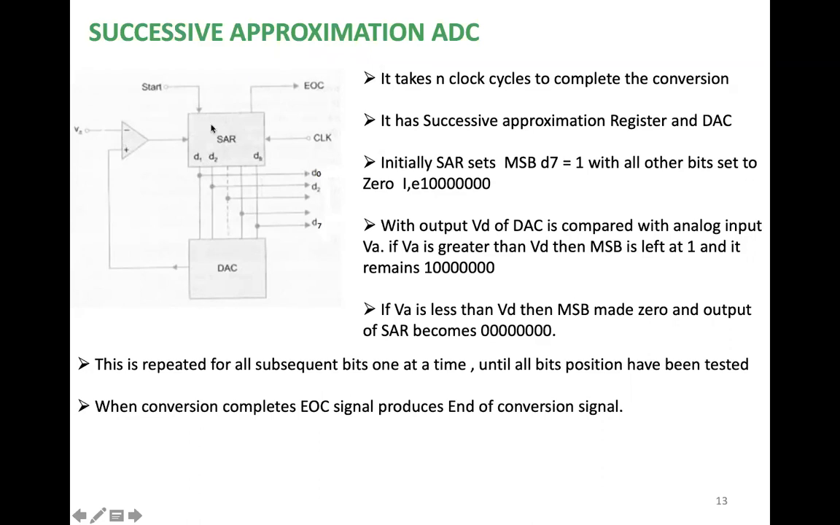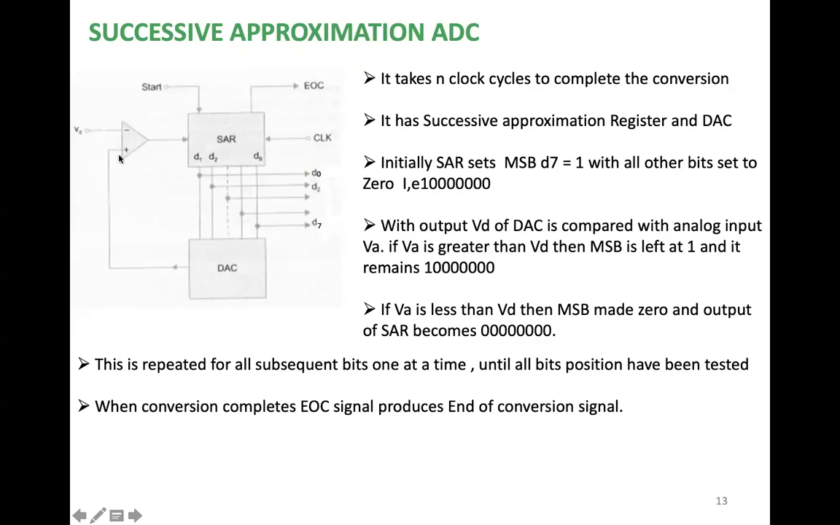Three important things, right? Initially the SAR sets the MSB, which is D7 equal to 1. So initially this will be 1 with all the other bits set to 0. You can take this as D0, D1, D2, D3, D4, D5, D6, D7. So D7 is made high initially. The output VD of the DAC is compared with the analog input VA.